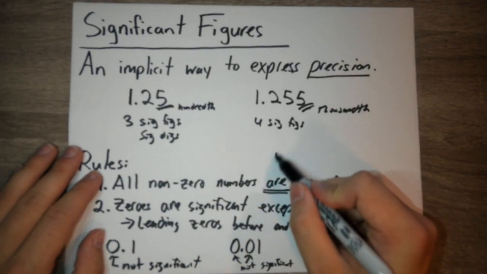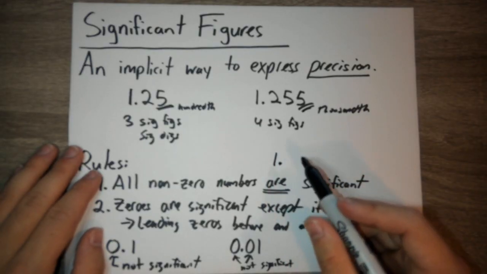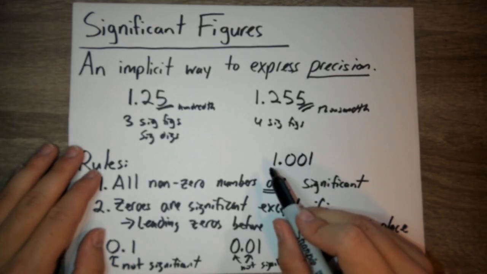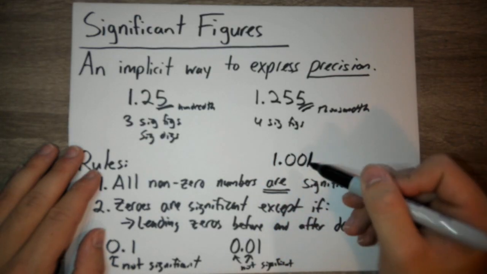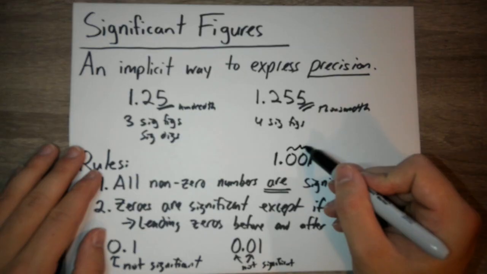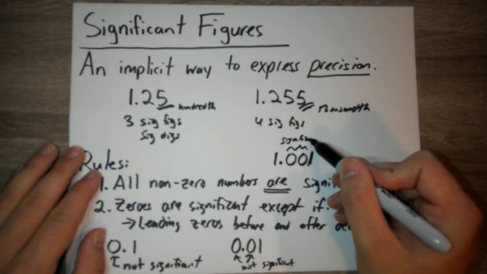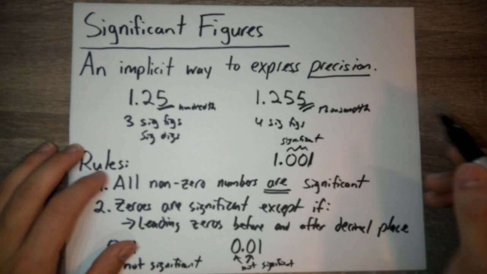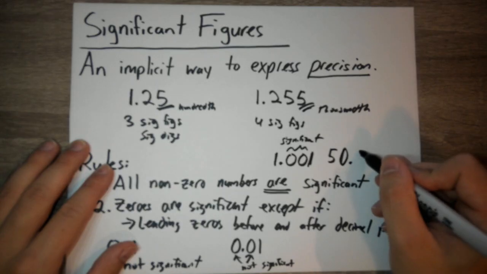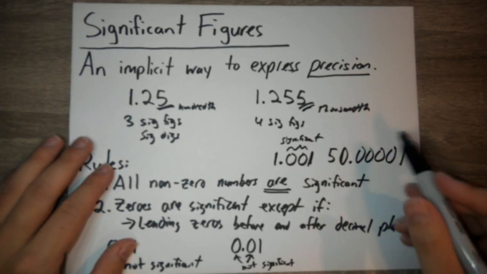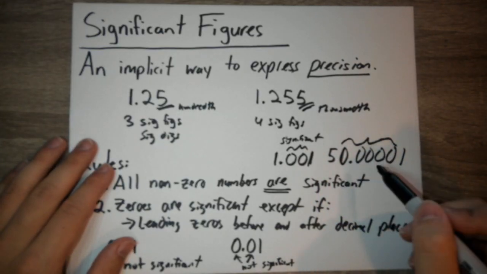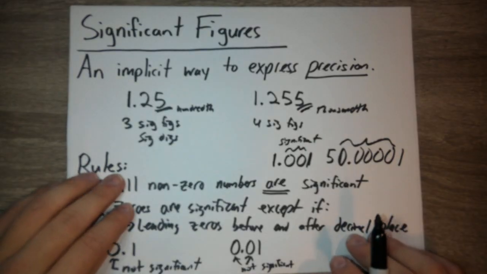Well, zeros are significant if they have two non-zero numbers on the outsides and they're in between, then they're significant. So these are significant. That's pretty messy. If you write 5, 0.00001, these are all significant in that case because they're between two values that are also significant. So those are rules for zeros.